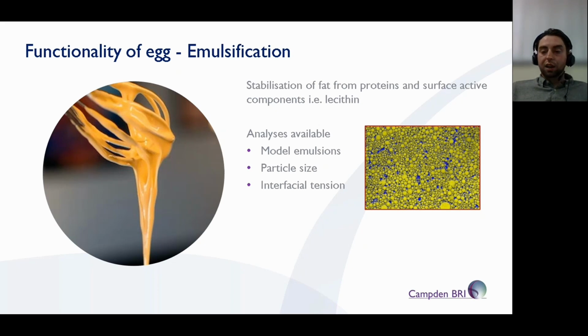We can also analyze the physical properties of the emulsions themselves. We can measure the particle size distribution. Particle size distribution is a good indication of emulsion quality. If you have a range of particle sizes of oil droplets, then your emulsion is likely to be more unstable. If you have a very consistent size of oil droplets, then you're more likely to have a very stable emulsion. The size of those is really key as well. So smaller droplets can be more stable.